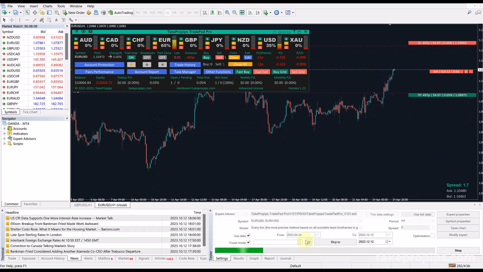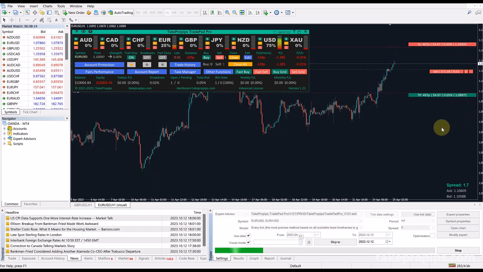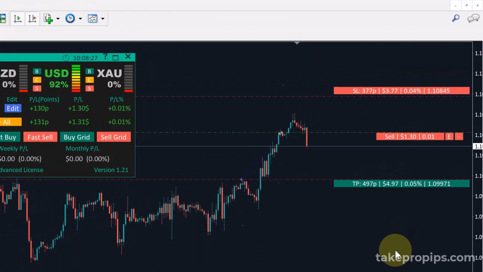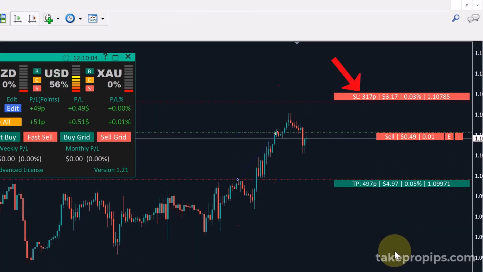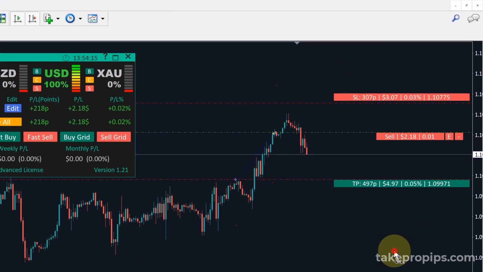Think of the trailing stop as a safety net that moves with your climbing profits. It's like telling your trade, you can go up as much as you want, but if you start falling, I've got a cushion ready to catch my profits.